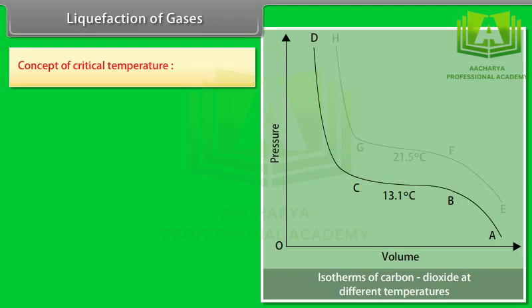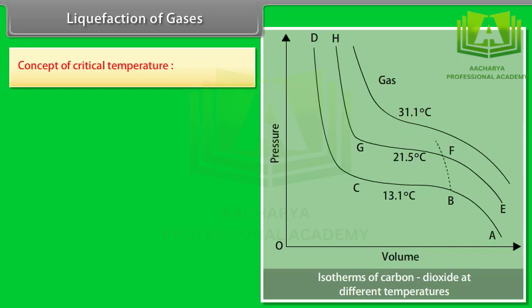The isotherm EFGH at 21.5 degrees Celsius is similar to that at 13.1 degrees Celsius, except that the horizontal portion over which liquefaction occurs is shorter. In the isotherms above 31.1 degrees Celsius, the horizontal portion completely disappears. This shows that above 31.1 degrees Celsius, the liquefaction of the gas does not take place at all, however high the pressure applied.